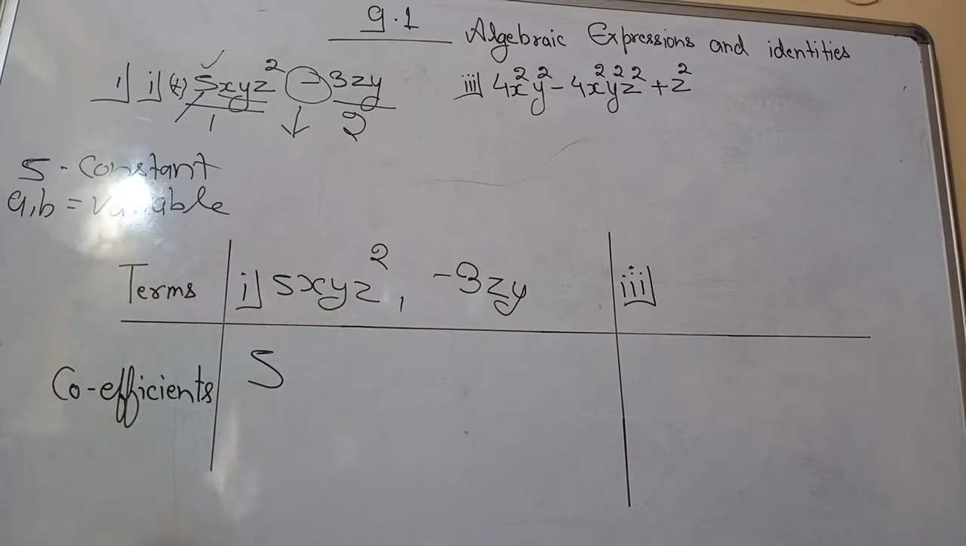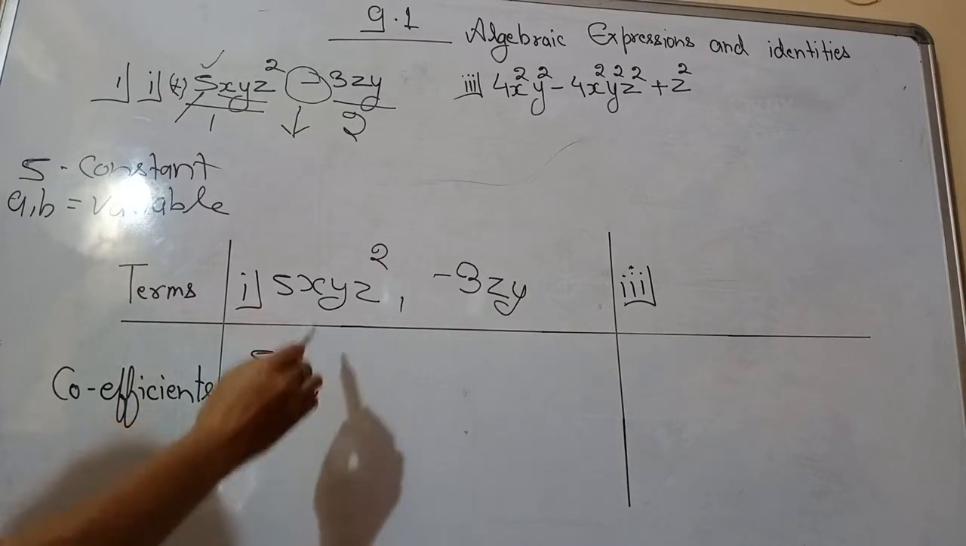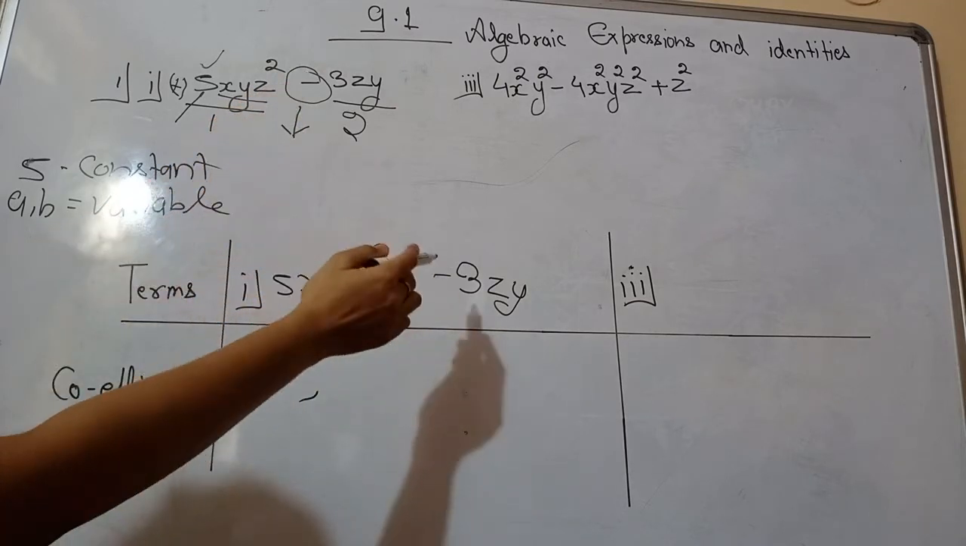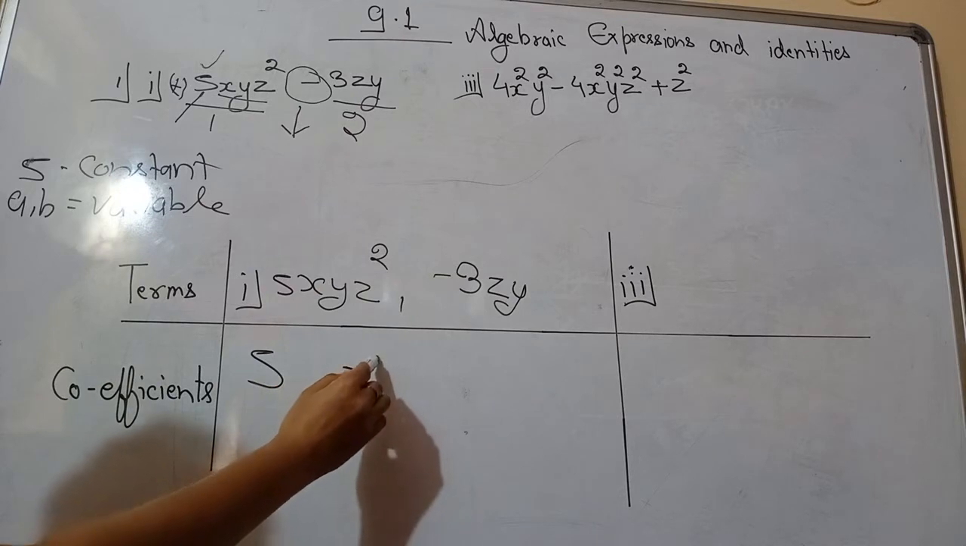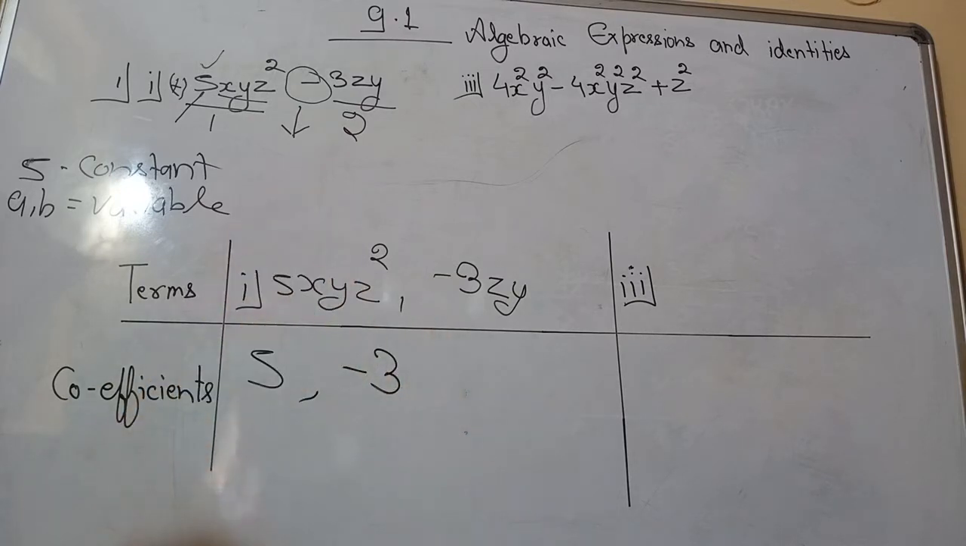Similarly, I have told you that you have to take the sign along with the terms and also the coefficients. So what is the coefficient for 3zy? That is minus 3. Why minus 3? Because the minus sign also we have to take.